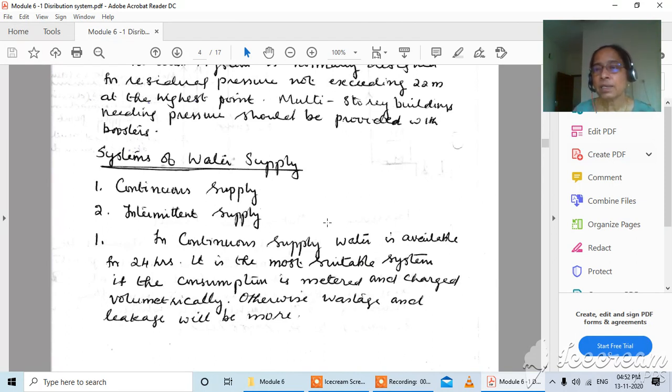Then we can plan whether that quantity to be supplied within 8 hours, or whether you have to supply within 24 hours, even though the demand is for 24 hours. That is here what we are going to discuss. That is the system of water supply. There are two types of systems. That is, one is the continuous system, and two is the intermittent system, or intermittent supply and continuous supply.